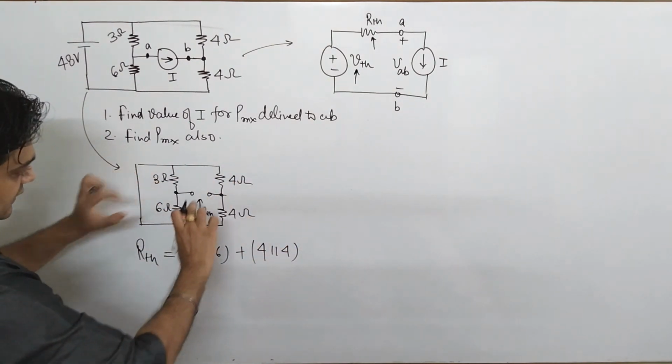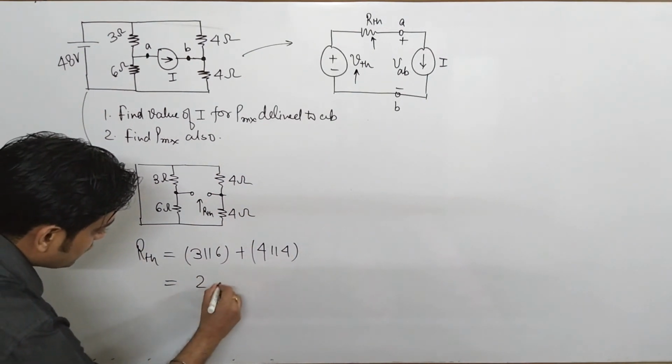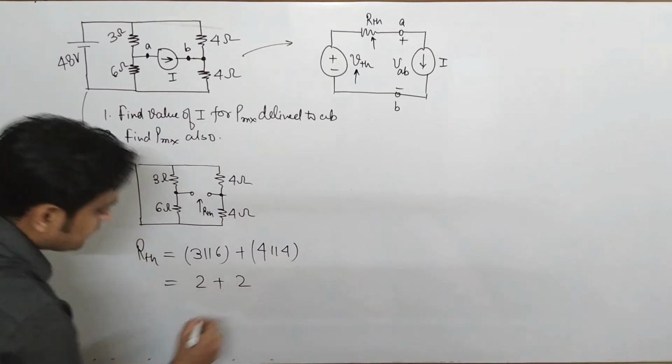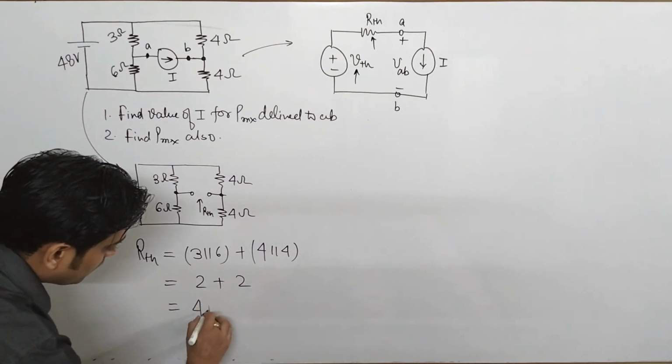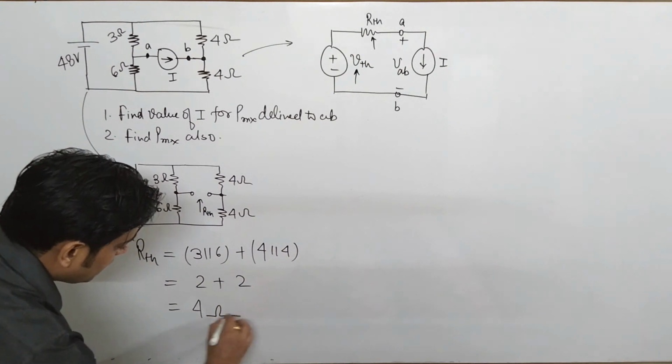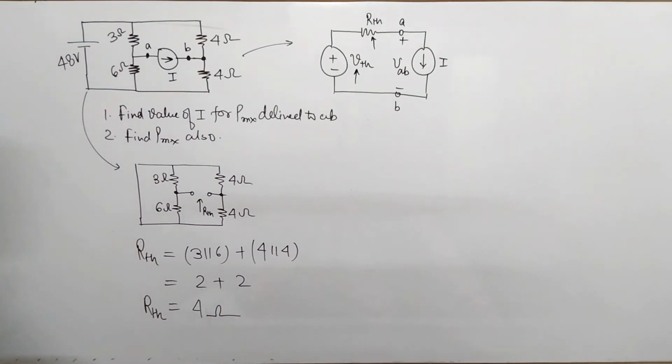So these 3 and 6 ohm and this 4 and 4 ohm come to be in parallel. 3 parallel 6 comes to be 2. 4 parallel 4 also comes to be 2. So the value of RTH comes to be 4 ohm. Okay, the value of RTH comes to be 4 ohm. Now our next task is to find the value of VTH.